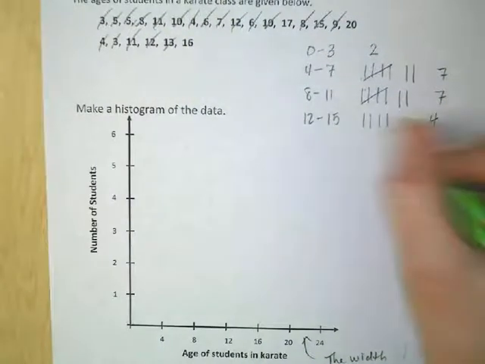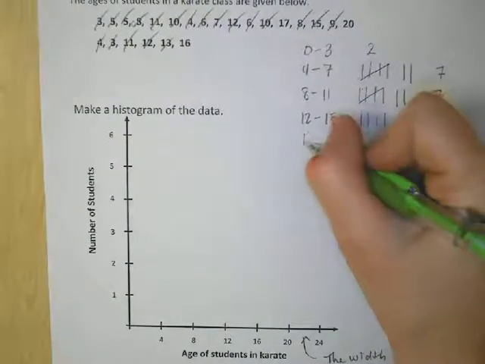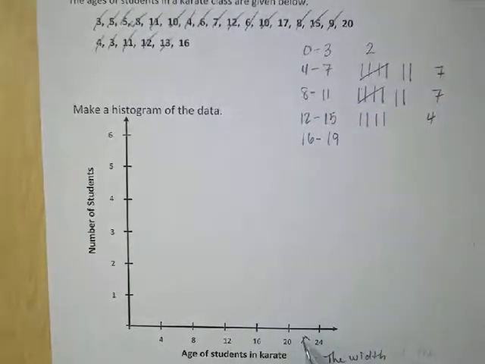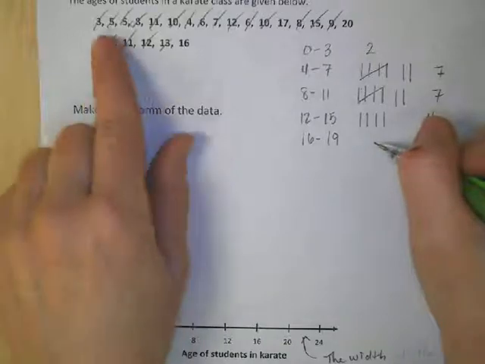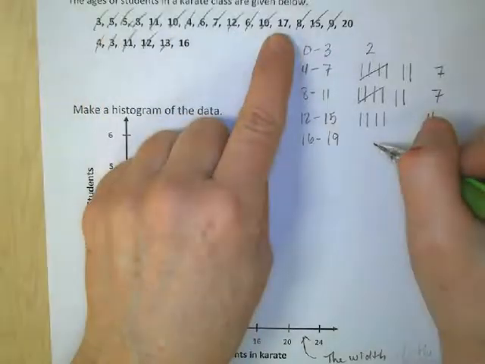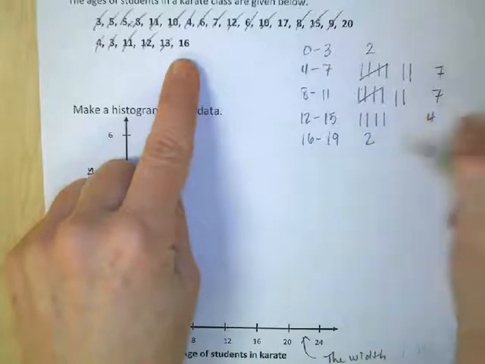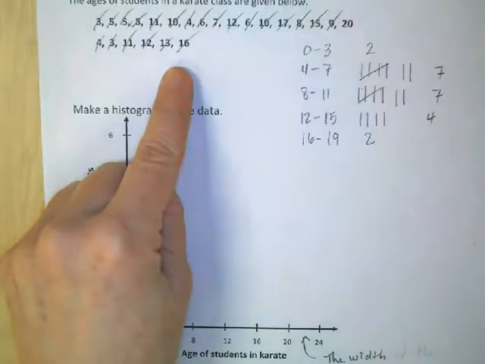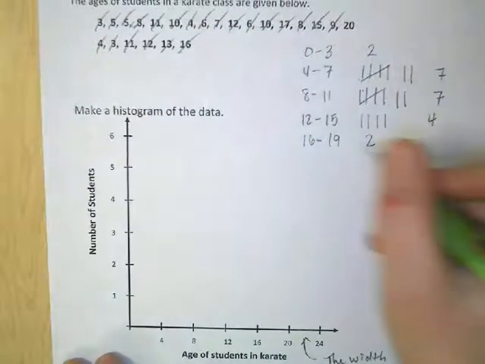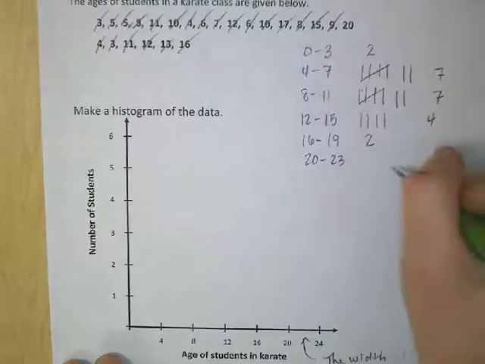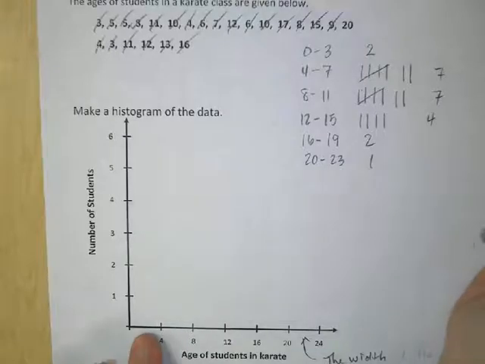And then from 16 up to 19, because 20 would go in here. Okay, so let's see, what have I got here? 17, I've got 1, 2. Okay, that was easy to count, so I didn't need to bother doing the tallies. And then 20 to 23, just 1. Okay, so now I'm ready to do my histogram.